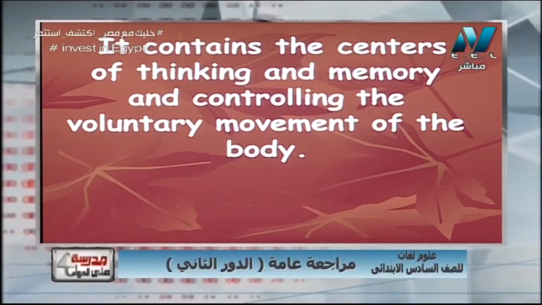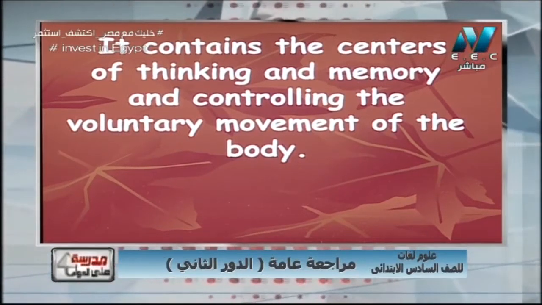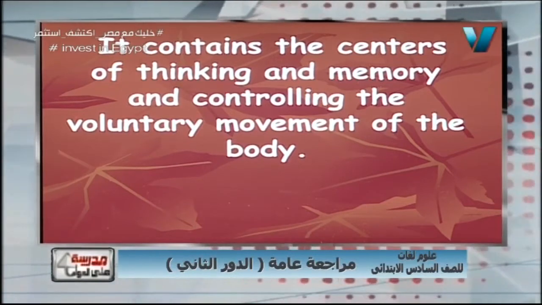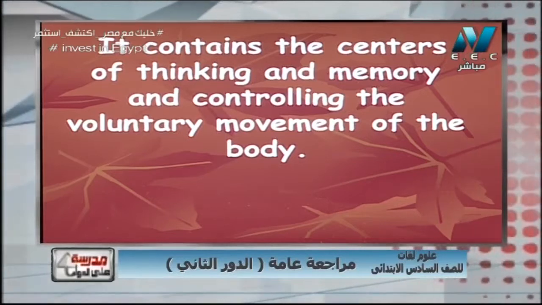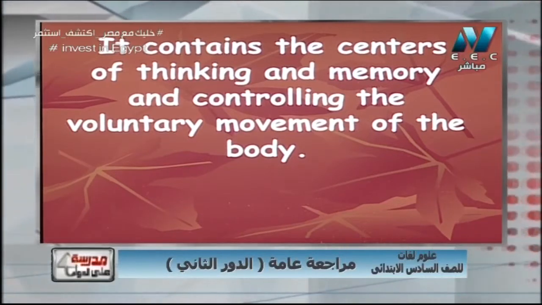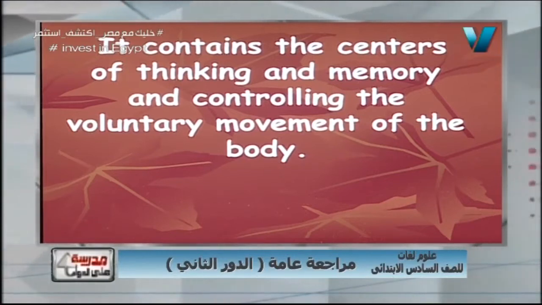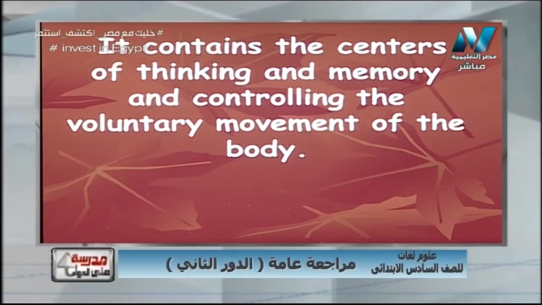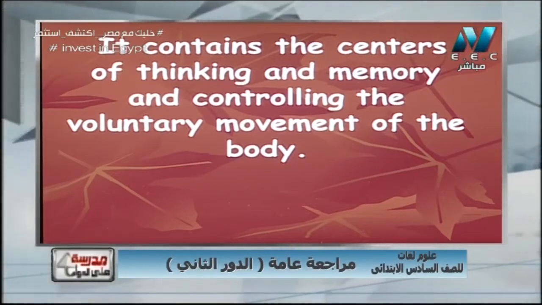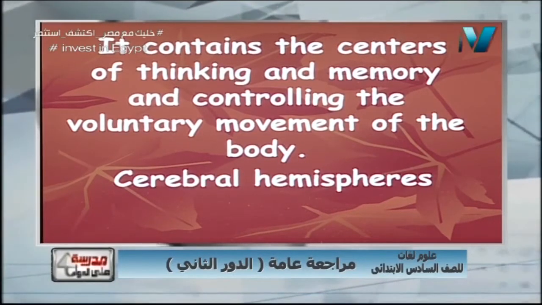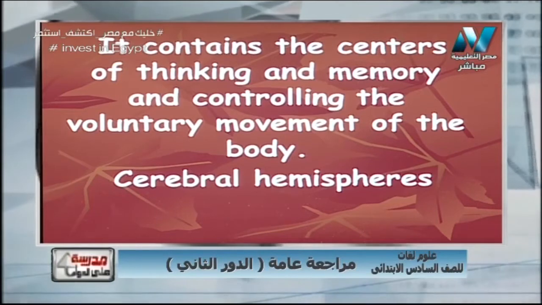So let's practice this type of question by answering some of them. So now, it contains the centers of thinking and memory and controlling the voluntary movement of the body. هنا بيقول لي هو حاجة تحتوي على مراكز التفكير والذاكرة وكمان بيتحكم في الأفعال الإرادية أو أي حركة إرادية داخل الجسم. هنا أكيد يقصد بيها organ inside the body أو يقصد بيها جزء من النيرفس سيستم. So surely it will be the cerebral hemisphere. Cerebral hemisphere أو اللي سميناها cerebrum.